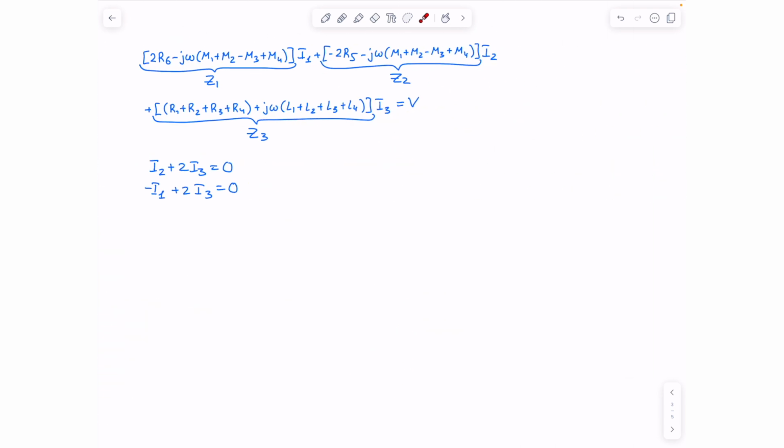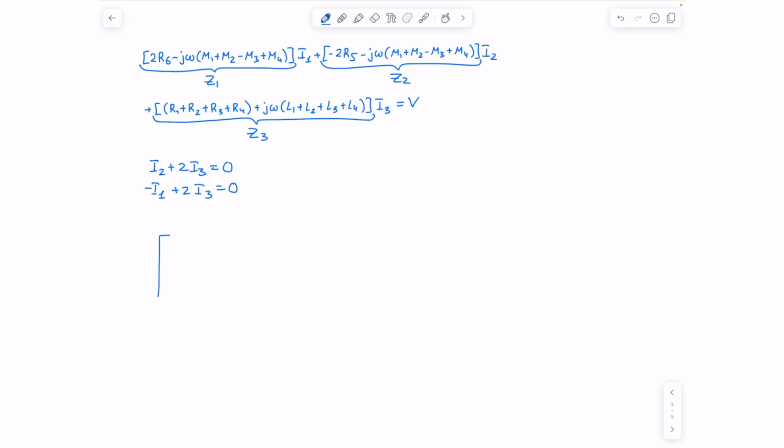I redraw all the equations I need on this page, and I labeled the coefficient for I1 as Z1, for I2 as Z2, and for I3 as Z3, and I reorganized current equations for transformers so that they can be easily converted to a matrix form. And now we have everything to write the final answer.